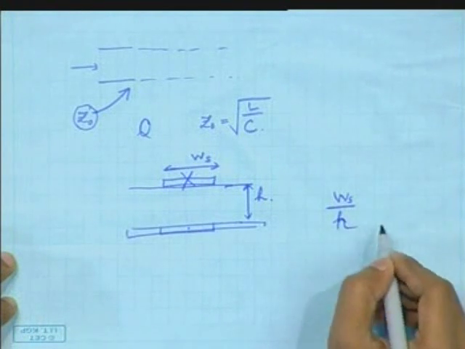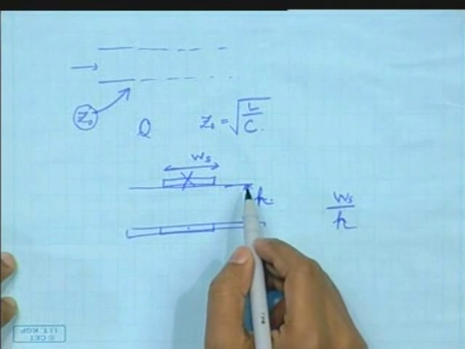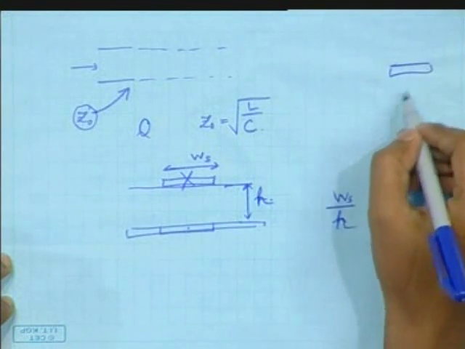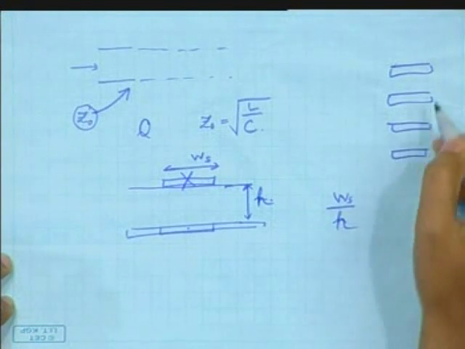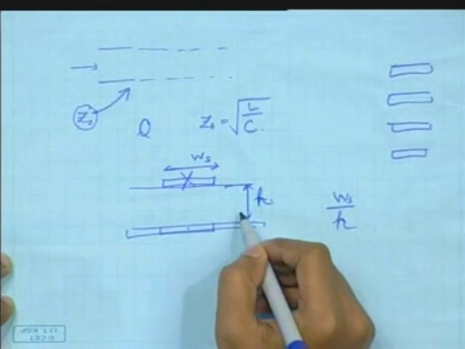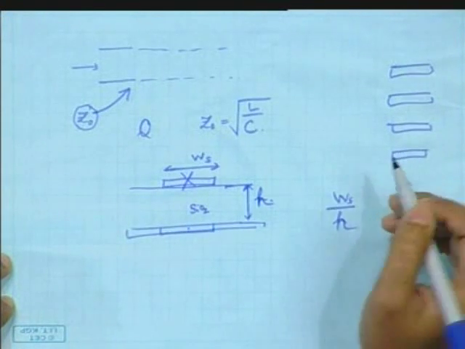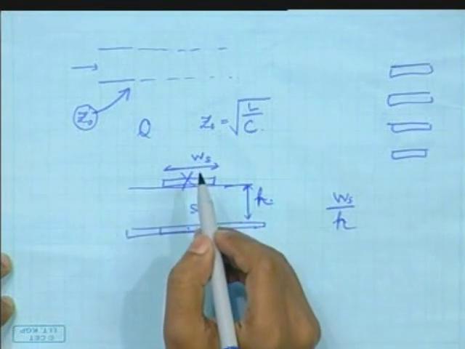Also see that in CMOS processes you don't have much control over H, because the metal layers are already fixed at equal distances or individual distances from the substrate. You cannot simply play with the H, which is the silicon dioxide or the dielectric you are using between metal layers. Okay. So the only parameter left to play with to control Z0 is WS.